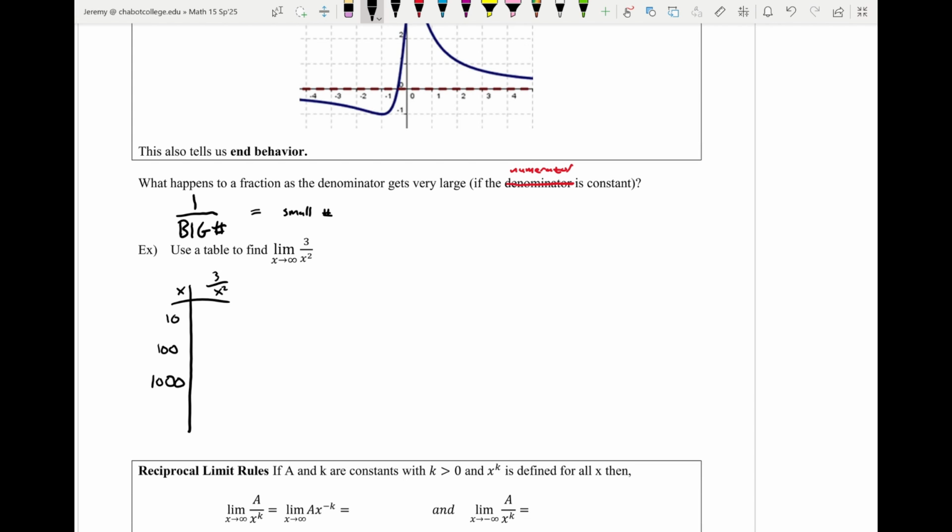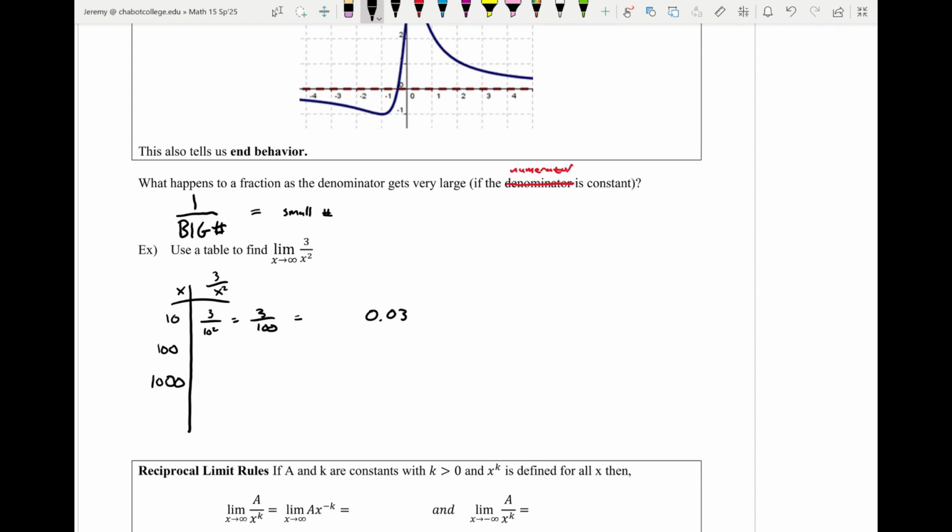Okay, and maybe we'll go even bigger than that if it isn't clear what's going on. But let's do this. If I plug in 10, I get 3 over 10 squared, which is 3 over 100, which is, as a decimal, 0.03, right? That's 3 hundredths.